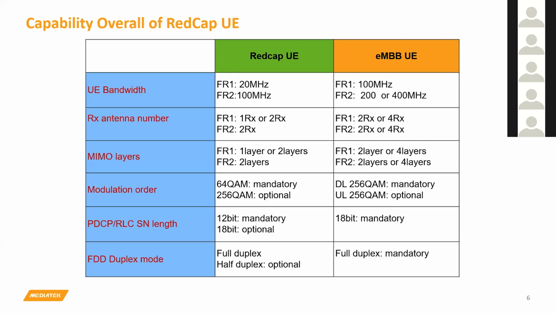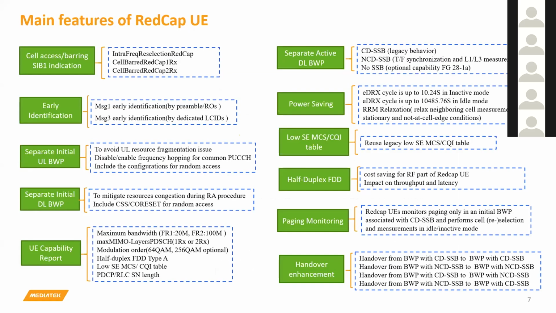Modulation order: 64QAM is mandatory, 256QAM is optional. For RRC, 12 bit is mandatory and 18 bits optional. For FDD, half duplex FDD is optional. This is the overall capability of RedCap UE. As everyone is quite familiar with eMBB, I will not go through the eMBB UE capability. Next, I'm going to introduce main features of RedCap UE.